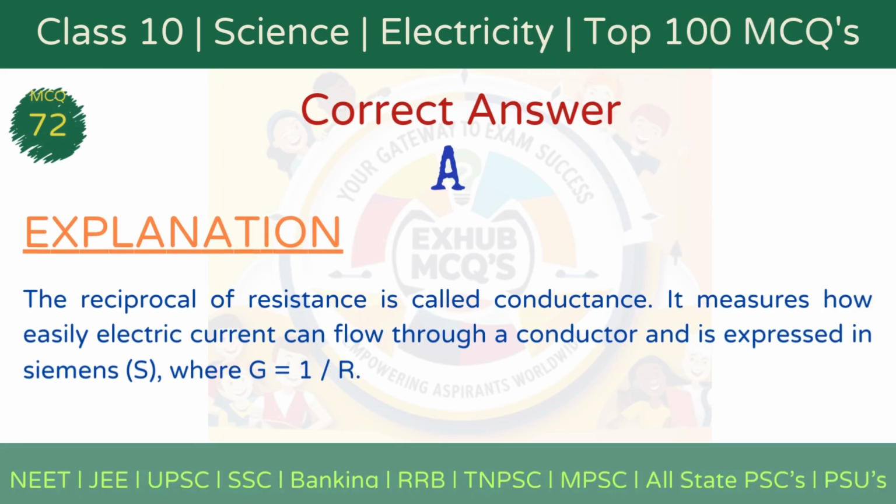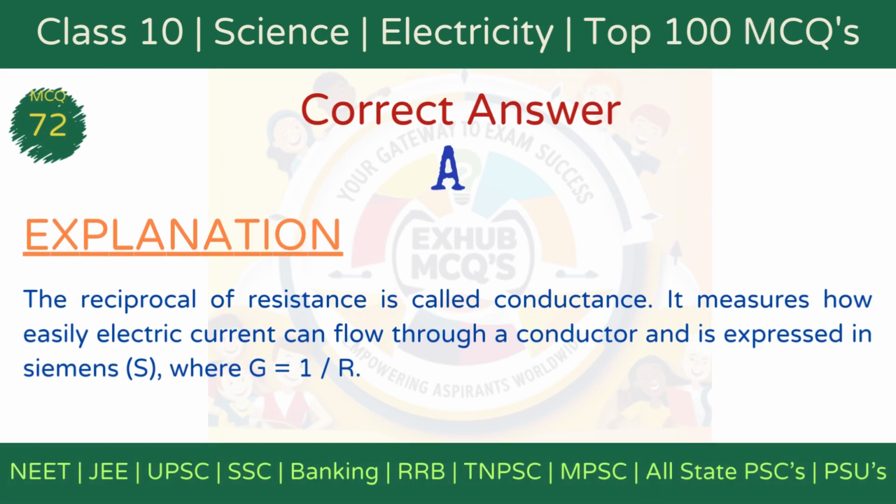The correct answer is option A, conductance. Explanation. The reciprocal of resistance is called conductance, which measures how easily electric current flows through a conductor. It is expressed in Siemens, S, and calculated as G equals 1 divided by R.